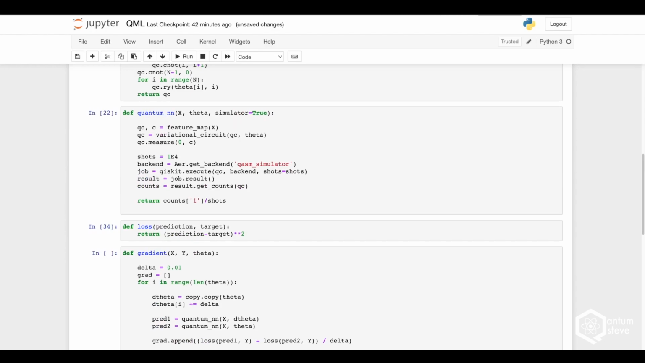Actually, looking here at our quantum neural network, we're currently only using a quantum simulator. So let's just add a few more lines such that we can then also run this whole thing on a real quantum computer. And so once we've done this, then we can finally train our quantum neural network.